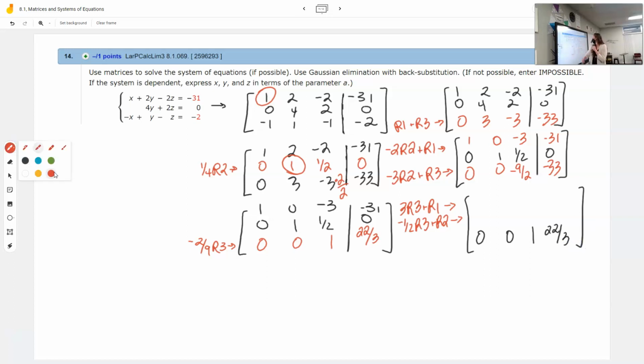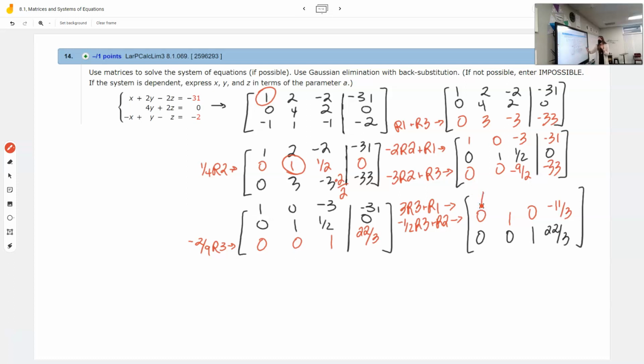Let's get the rest of them. Negative 1 half times 0 plus 0, well that's easy. Negative 1 half times 0 plus 1, well that's easy. Negative 1 half plus 1 half, that's easy. Negative 1 half times 22 thirds, the 2 and the 22 reduce to be negative 11 thirds, plus 0 is negative 11 thirds.